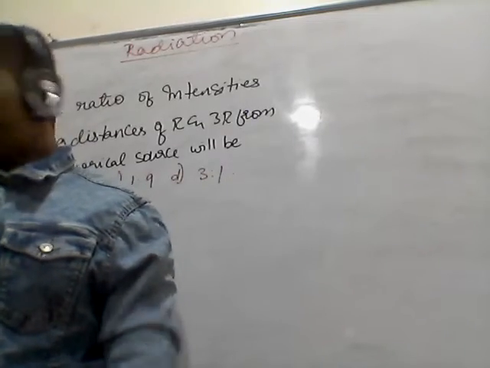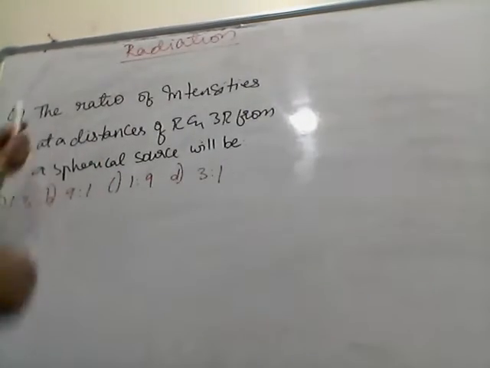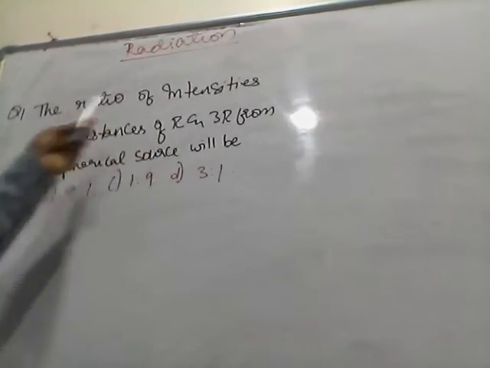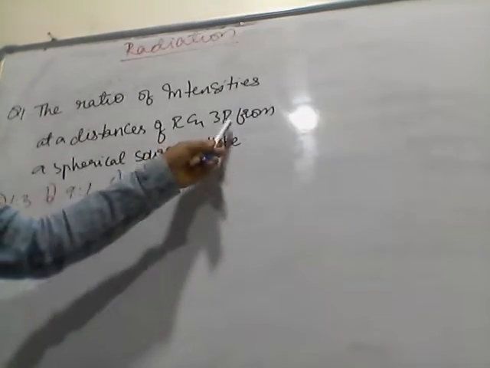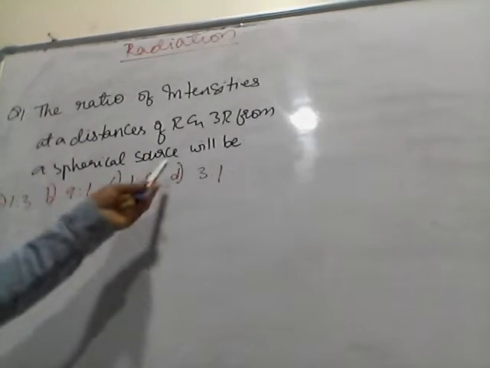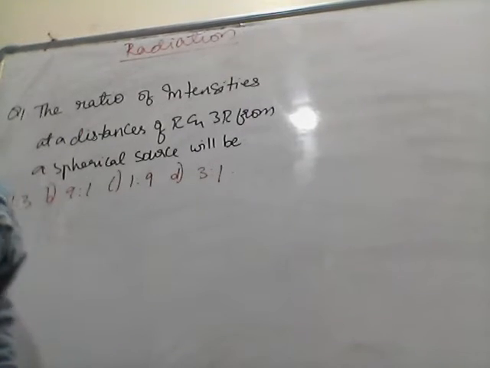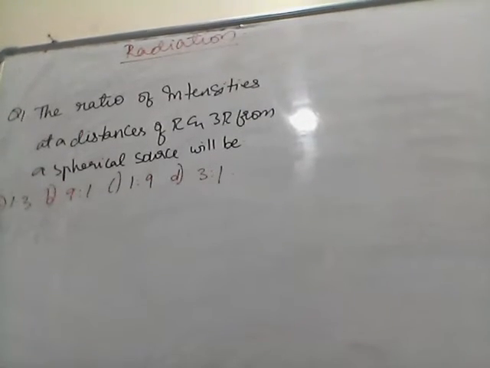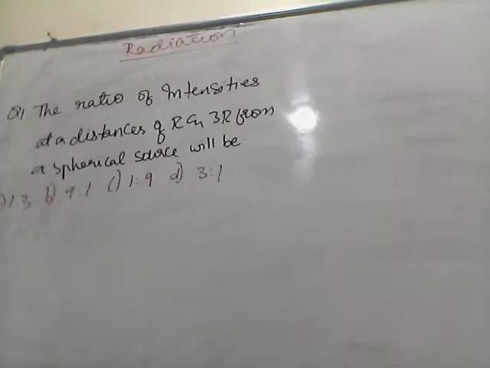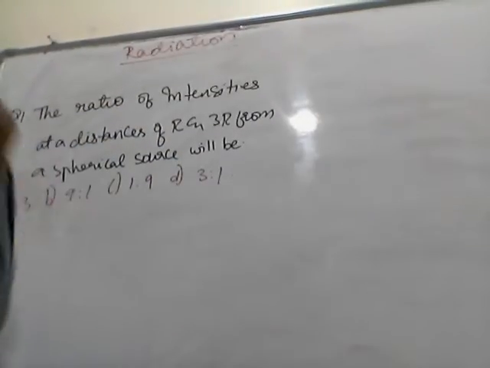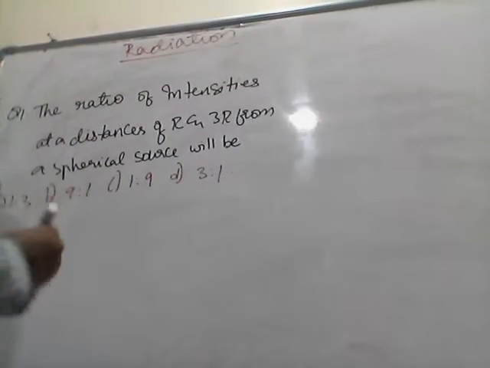Okay, so this is the question given to us. The ratio of intensities at distances of r and 3r from a spherical source will be, and they have given us the options. So if you wanted to try this question, you may pause the video and try it. With this problem I am going to use this relation.